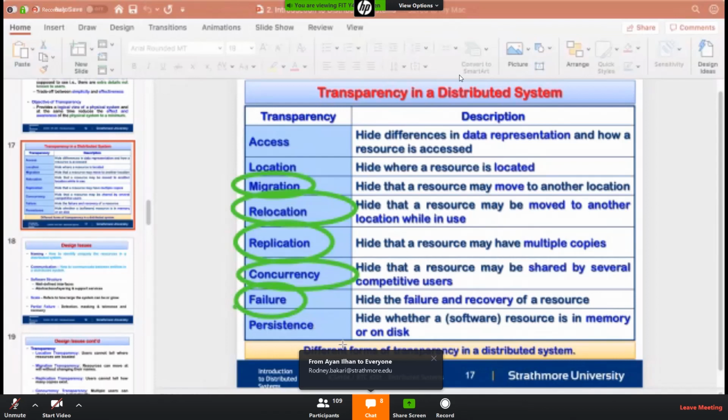And the other point here is persistence. So basically, we are on persistence. We are saying hide whether a software resource is in memory or on a disk.